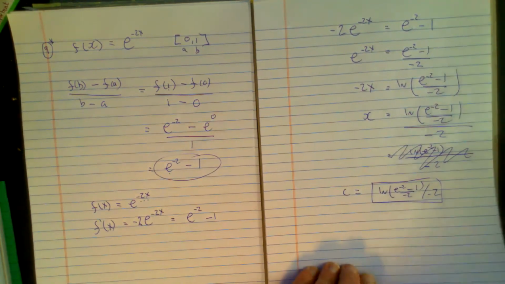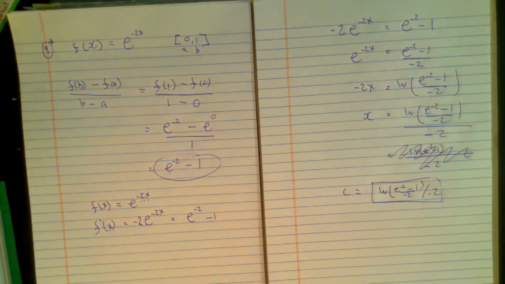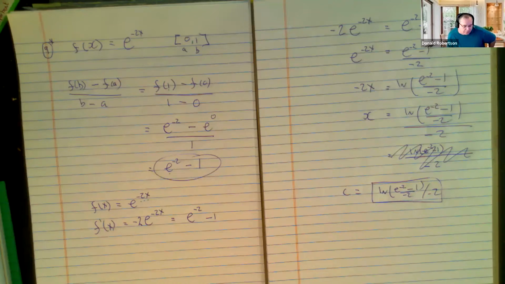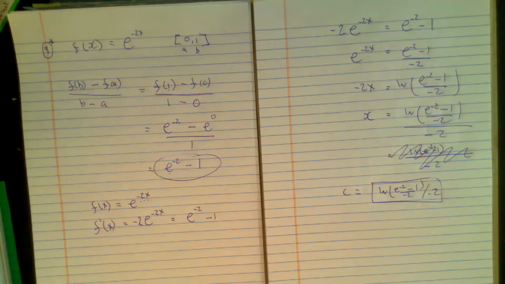Hey, Professor, I got a question. Yes. So when you went from f of x equals e to the negative 2x, and you took the prime of that, how do you go from that to negative... I mean, I get how you get the -2 times e to the negative 2x, but how does that become e to the negative 2 minus 1?